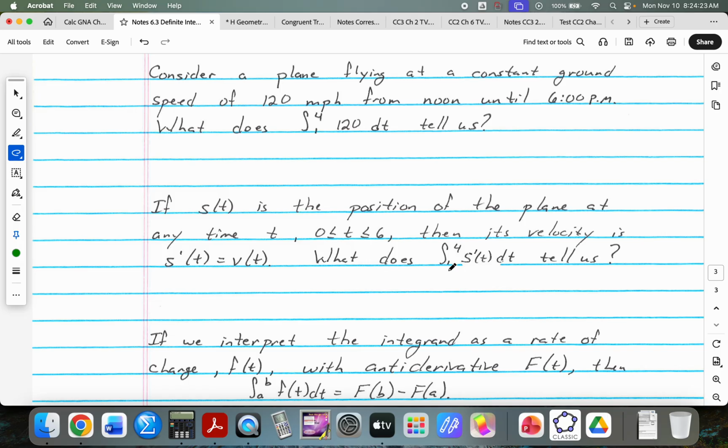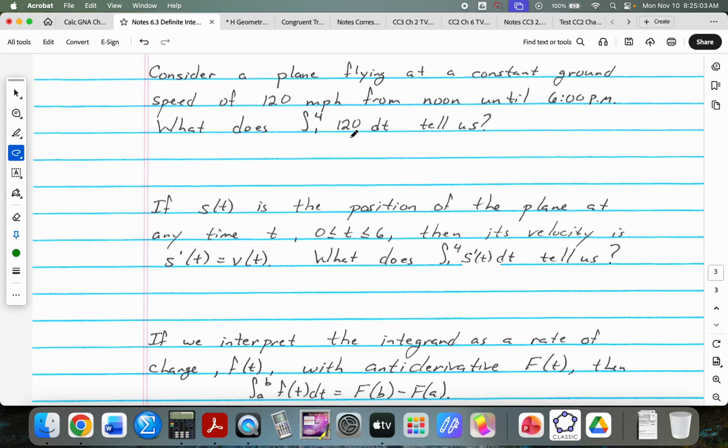So now we look at being able to understand what it is that an integral will tell us in some actual context. So here, consider a plane flying at a constant ground speed of 120 miles per hour from noon until 6 p.m. That's a long time to be traveling that fast at a constant rate, but we'll let it go. What does the integral from 1 to 4 of 120 dt tell us? What is this going to tell us?